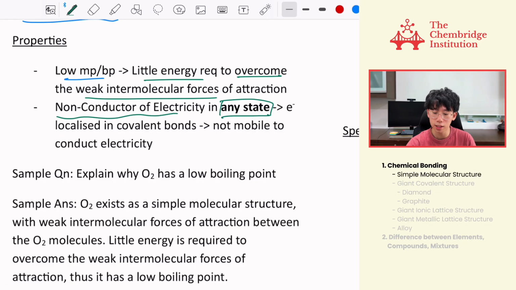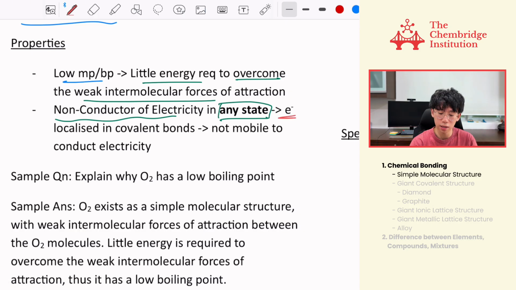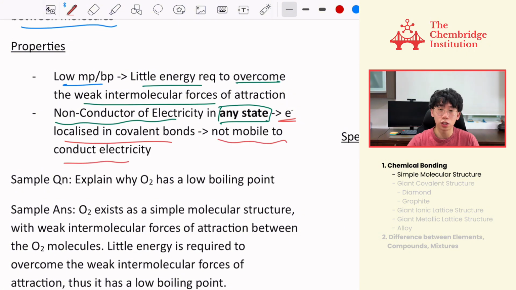It's also a non-conductor of electricity in any state. The reason for this is because your electrons are actually localized in covalent bonds, or they are localized in electron shells. So therefore, these electrons are not mobile to conduct electricity, and thus there is a lack of mobile charge carriers.